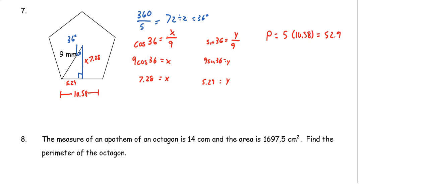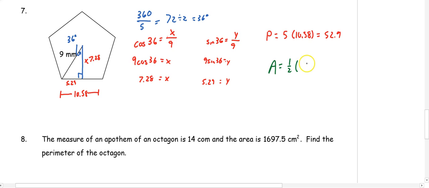So now that we have the perimeter and the apothem, we can find the area. 1/2 the apothem, 7.29, times the perimeter, which is 52.9. We get 1,928.21 when we round, meters squared.